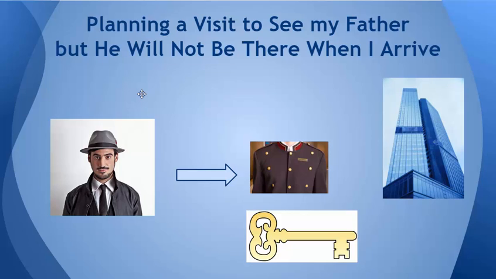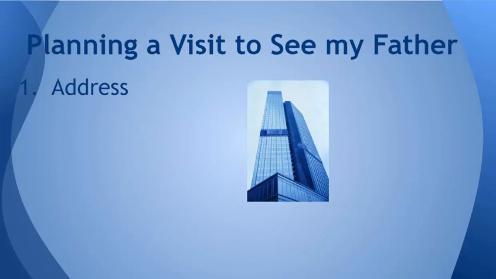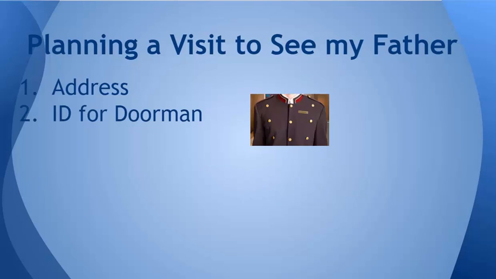The added complication here is that he's not going to be there when I arrive, and I need some way to get into his apartment and wait for him. What are we going to need to accomplish this? Well, first I need his physical address, so I can tell the cab driver where the building is. Second, I need to bring some ID for the doorman so he lets me up to my father's apartment.